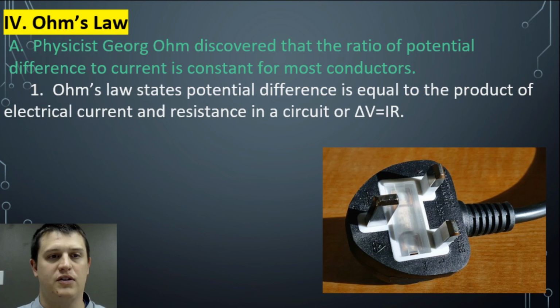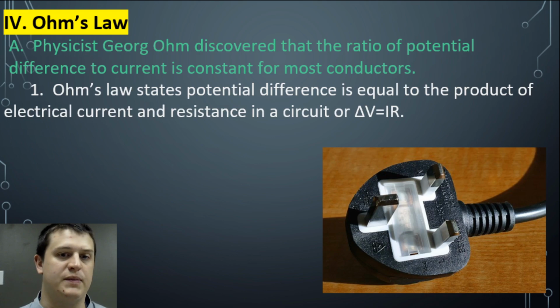Ohm's Law. Ohm's law states that the potential difference is equal to the product of electrical current and resistance in a circuit, or change in voltage is equal to current times resistance. Big equation here: V = IR. V is equal to I times R.